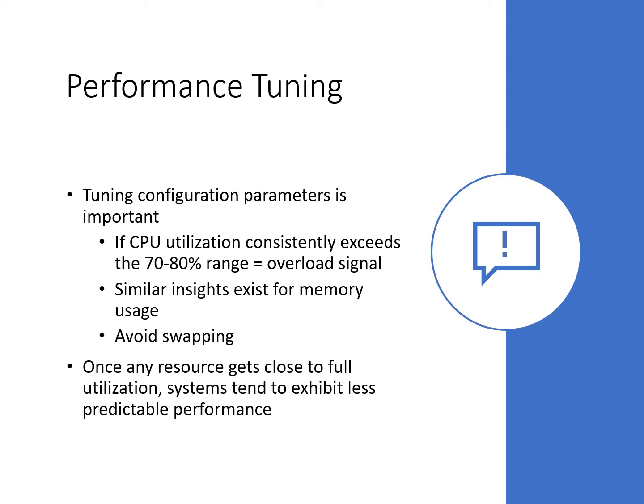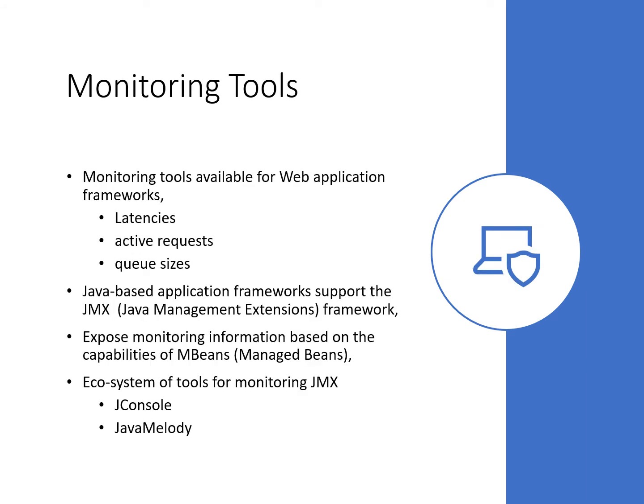Basically, once any resource gets close to full utilization, systems tend to exhibit less predictable performance, as more time is spent, for example, thread context switching and garbage collecting. This invariably affects latencies and throughputs. Monitoring tools available with web application frameworks enable engineers to gather a range of important metrics, including latencies, active requests, queue sizes, and so on. These are invaluable to carrying out data-driven experiments that lead to performance optimization for your applications.